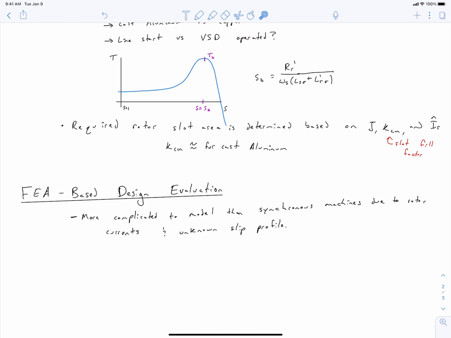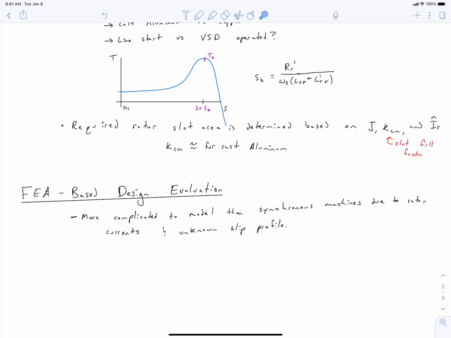And then we would take another guess at our slip and set up another transient solve and let it run. And we'd repeat this many times until we extract out this torque slip profile. And then we would pick the slip point that corresponds to our desired rated condition and look at the performance that was evaluated for that design. However, doing that would probably take years.